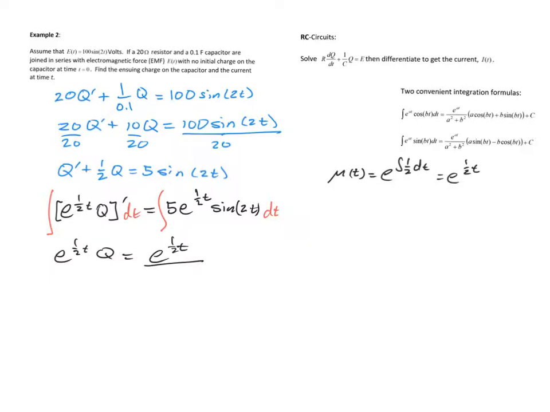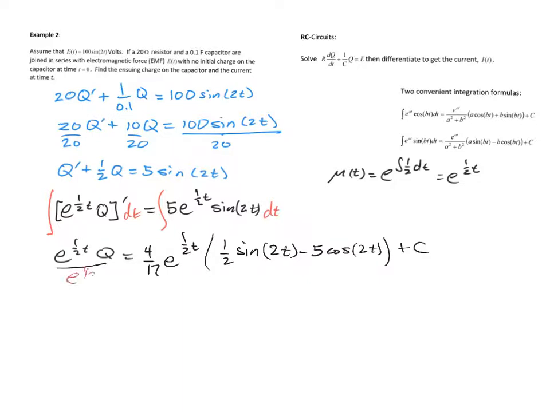So this is going to be writing this as a coefficient instead. It's 4/17 e to the 1/2 t, and then we're going to have the a, which is going to be the coefficient on the exponential, so that's 1/2 sine 2t minus the b, which is 5 cosine of 2t. And this is then plus a constant c. And then we can divide through by the exponential, e to the 1/2 t.